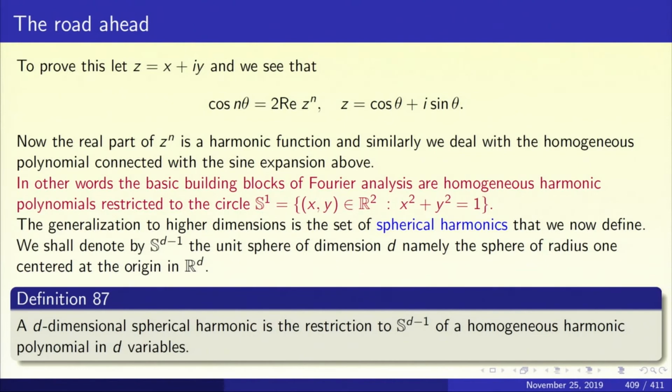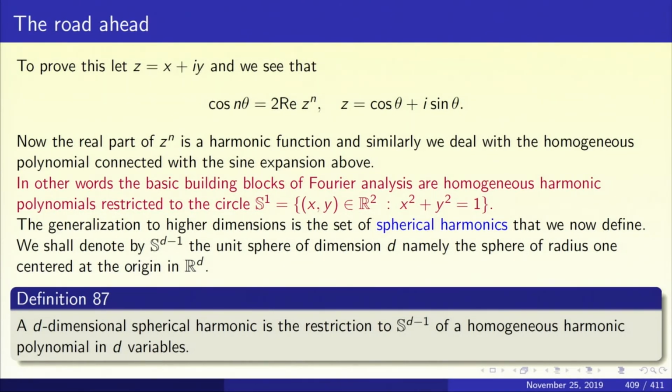Then what is cos n theta? Cos n theta by de Moivre's theorem is twice the real part of z to the power n. Now z to the power n is a holomorphic function, so its real part is harmonic. So what we are looking at is a polynomial which is harmonic, and we are restricting the harmonic polynomial to the unit circle, and that's how we get those expressions.